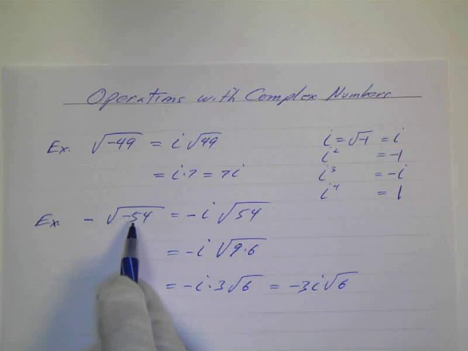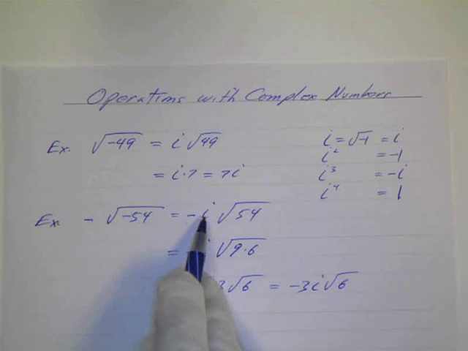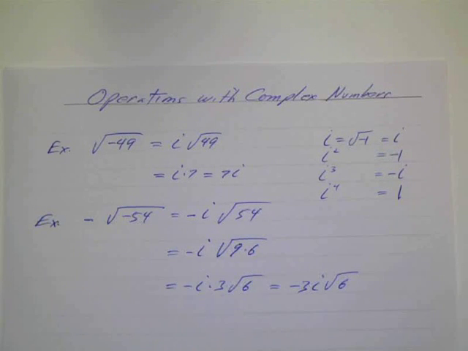Here's another example. Negative the square root of -54. Well, the first thing I'm going to do is take out the i, and the i is this negative part here. This stays the same, so now I've got -i and positive 54, which is the same thing as 9 times 6, because I want to get out the perfect square factors. And the square root of 9 is 3, so now we have -i times 3 times the square root of 6. And usually we put the i next to the square root of 6.